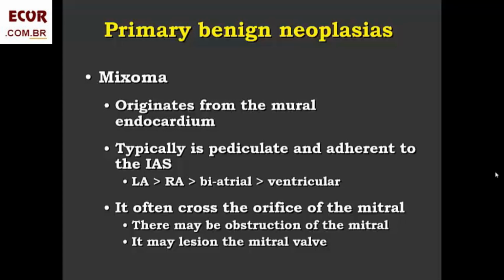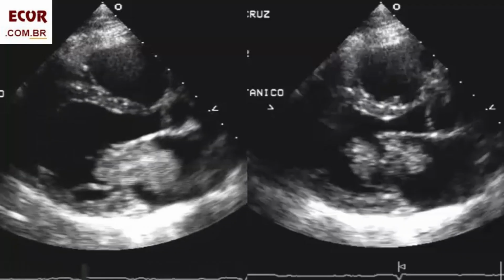This tumor originates from the mural endocardium. Typically, it is pediculated and adherent to the interatrial septum, often encountered in the left atrium, but also found in the right atrium, in the ventricles, and rarely in the atrioventricular valves. When in the atrial cavity, it may cross the orifice of the AV valve, causing obstruction to flow.